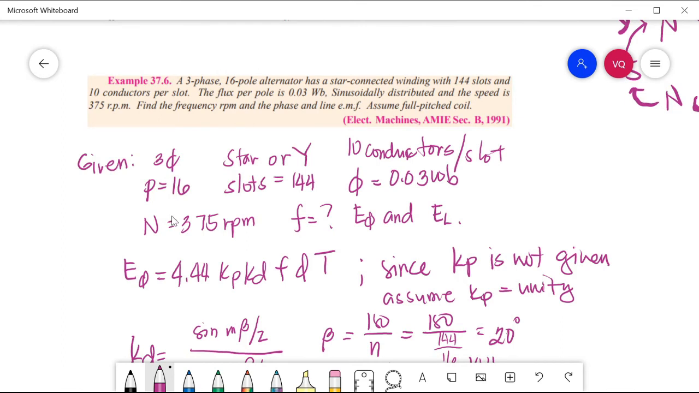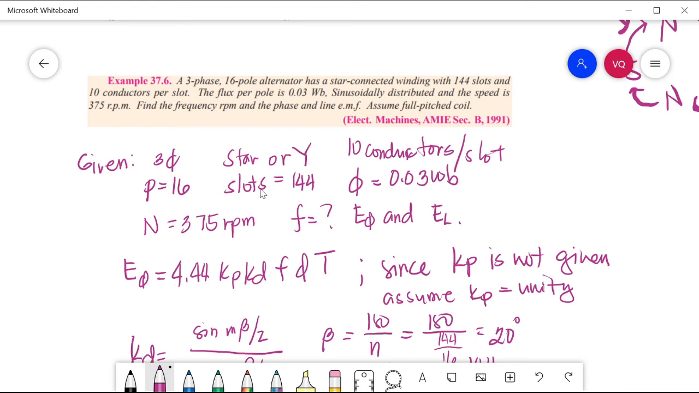We have an alternator which is 3-phase. The symbol for phase and flux is the same, so don't be confused. So this is 3-phase. It is connected in star or in Y. Another term for star connection is Y. And also we have 10 conductors per slot. The number of poles is 16.